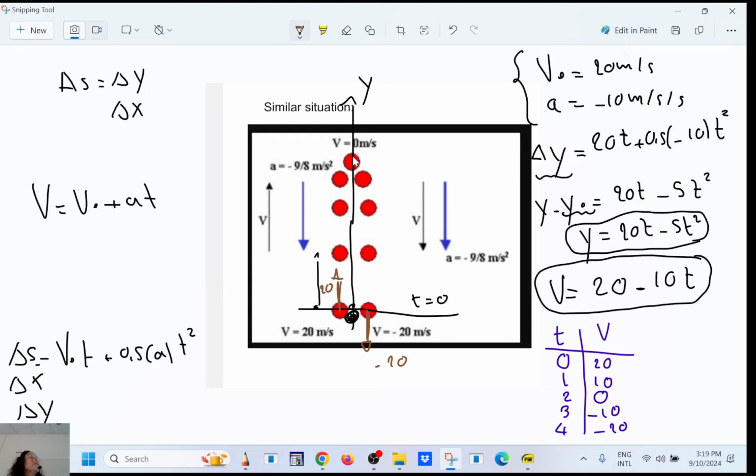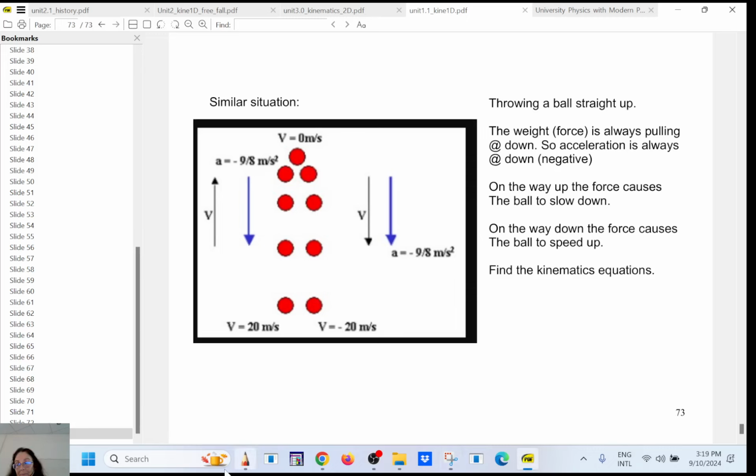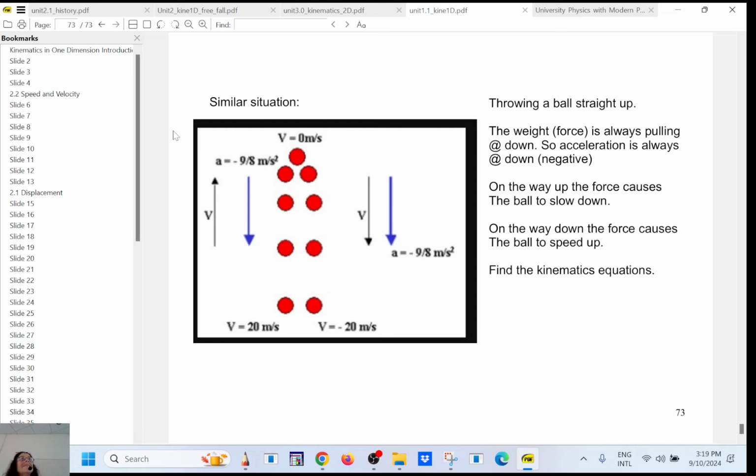So velocity is 0. But listen to that. Can I say that the acceleration is 0 at the top? No. Typical tricky question. Gravity never, ever gives up on you. It will always pull you down to earth, right? So the acceleration is never 0. It's always negative 10, because it's the weight. We're done. Any question about kinematics?